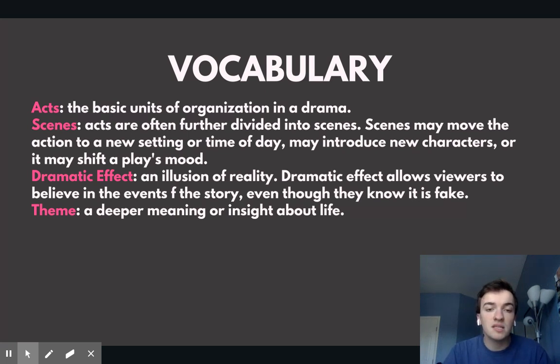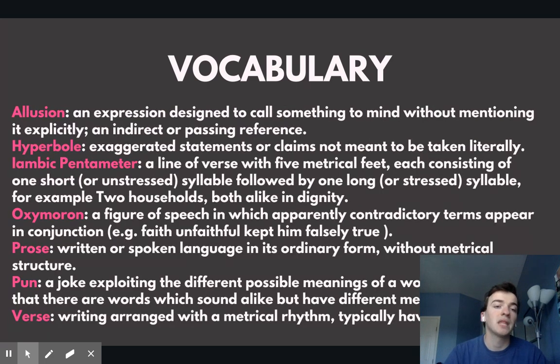And then theme is the deeper meaning or insight about life. We've talked about theme a bunch. I just wanted to make sure that it is on there. Now, allusion, an expression designed to call something to mind without mentioning it explicitly. An indirect or passing reference. We've talked about allusion before, in our short story unit at the start of the semester. But an allusion is just that reference to something else.